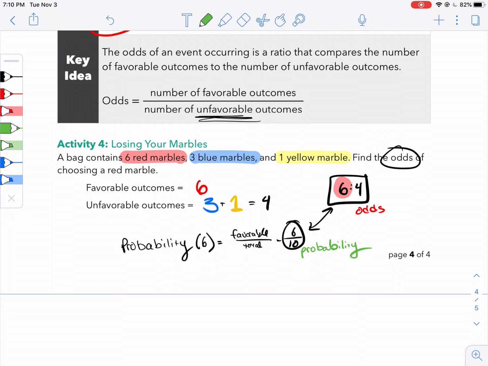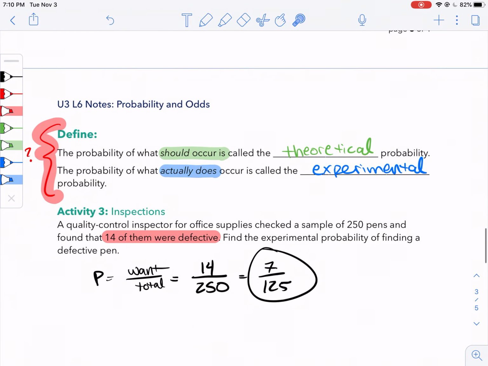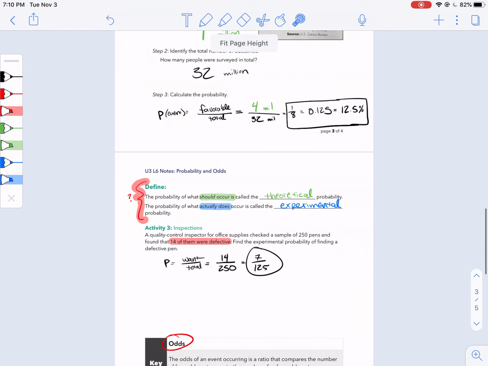All right, cool. Well, there you go. Probability is what you want over the total. Odds is what you want over what you don't want. And then theoretical, what should occur. Experimental, what actually does occur.